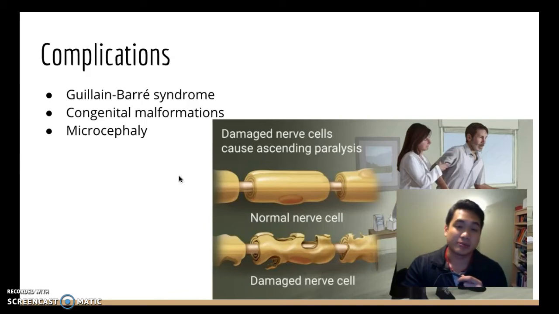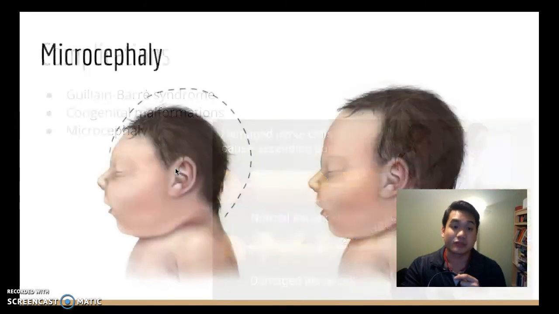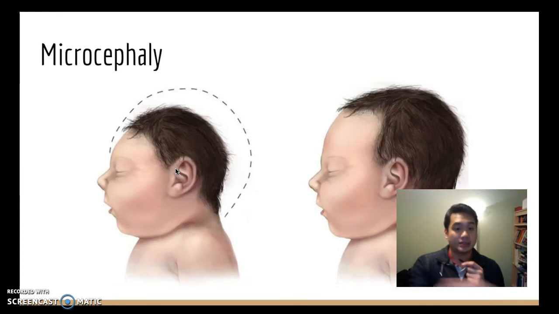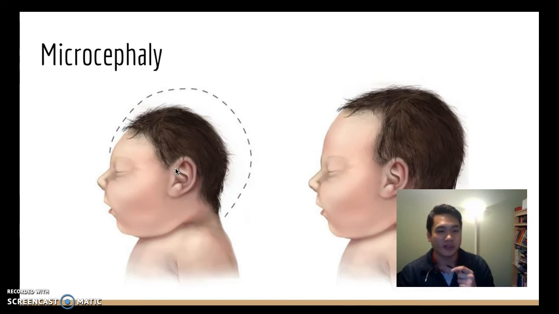Congenital malformations are complications prior to birth or at birth. The microcephaly is smaller head size for children, and this occurs due to dysfunctions of the brain at birth as caused by the Zika virus.